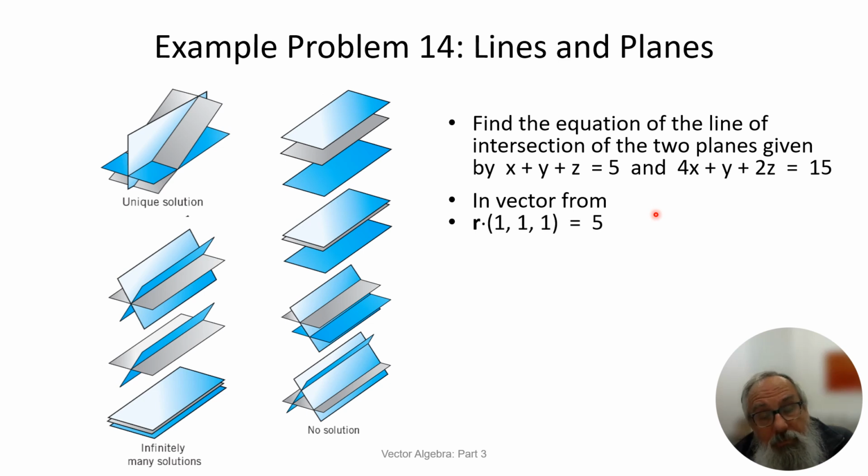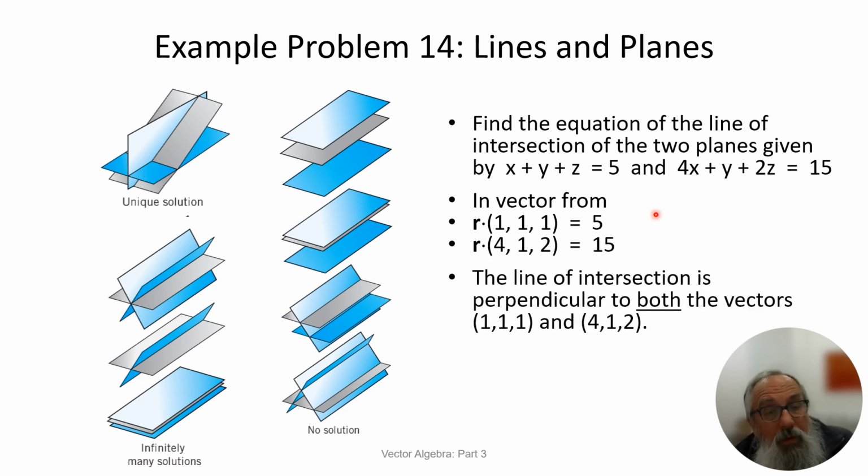In vector form, they're clearly r dot (1, 1, 1) equals 5 and r dot (4, 1, 2) equals 15. The line of intersection is perpendicular to both vectors. So we've got two vectors that are normal to these two planes. If we find a line that is perpendicular to those, that vector is in the direction of the line of intersection. So we take the two normal vectors and we cross those.